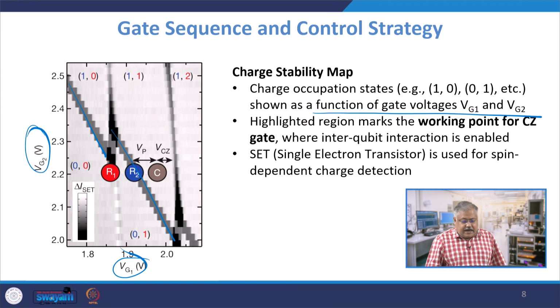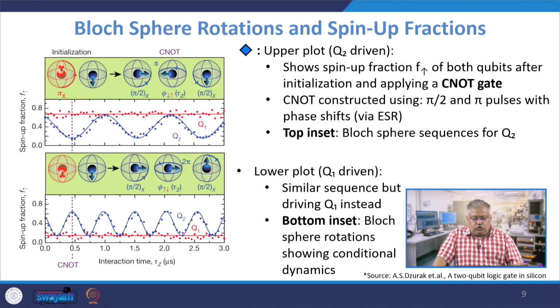Now the highlighted portion, which is R1 and R2, so you are reading and initializing gate 1, reading and initializing gate 2, and you are able to do a controlled Z gate for extracting the value of the information. And the single electron transistor, as you can see, is used for spin dependent charge detection. So depending upon the state of the spin, you will be able to detect the type of charge which is stored here. Now let's look at the Bloch sphere rotation and spin up fractions.